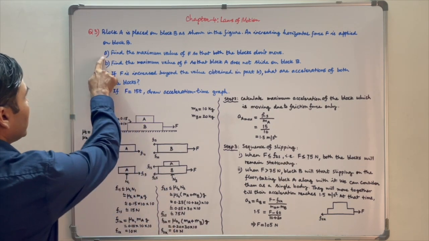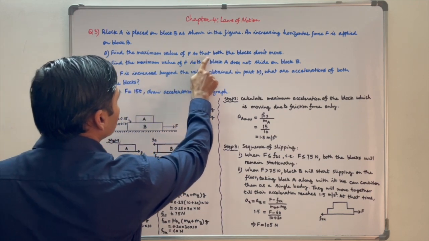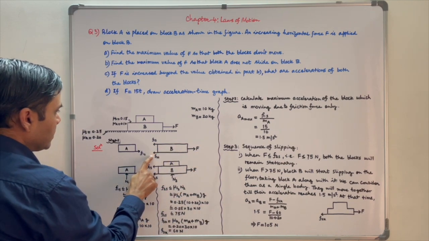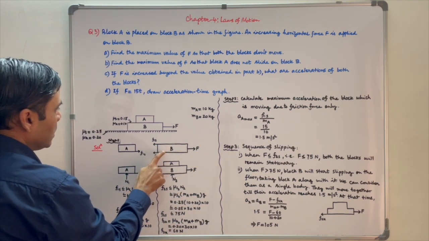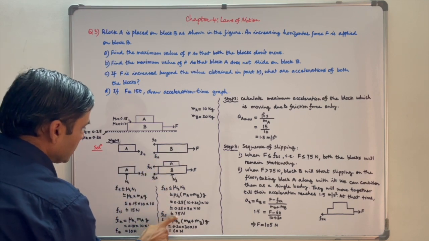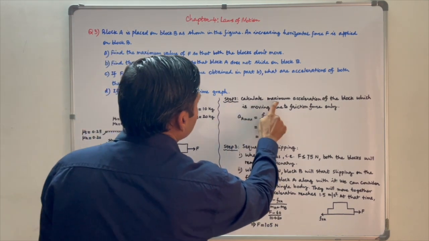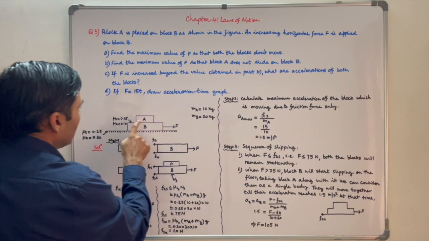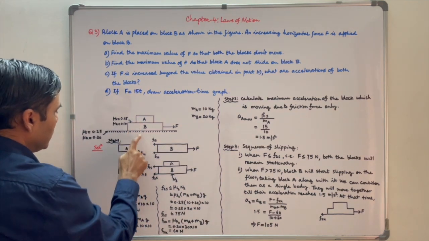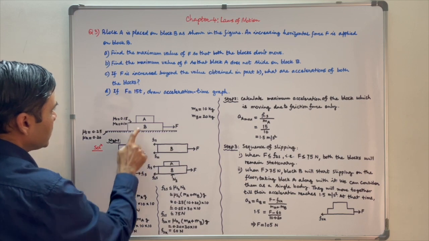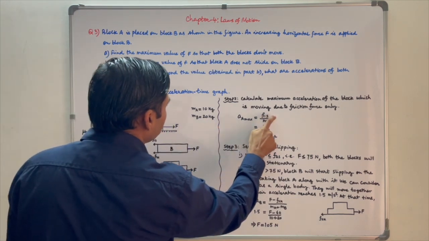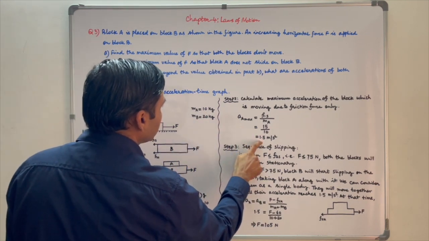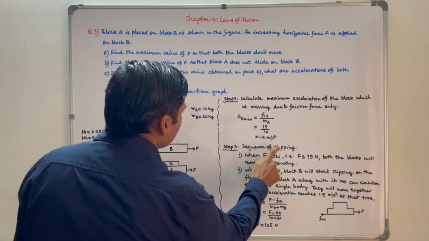Now we are ready to answer part A. Find the maximum value of F so that both the blocks don't move. That maximum value of F will be equal to F2SM, which is working between block B and the ground. Its value will be equal to 75 Newton. Second step, calculate maximum acceleration of the block which is moving due to friction force only. Block A is moving due to friction force only. Its limiting friction is 15 Newton. So it can reach a maximum acceleration of F1S upon Ma, that is 15 Newton upon 10 kg, which is 1.5 meter per second square. Third step, sequence of slipping.